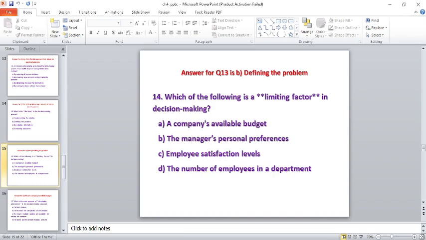Question number 14. Which of the following is a limiting factor in decision making? A. A company's available budget. B. The manager's personal performance. C. Employee satisfaction levels. D. The number of employees in a department. The answer for question number 14 is A. A company's available budget.